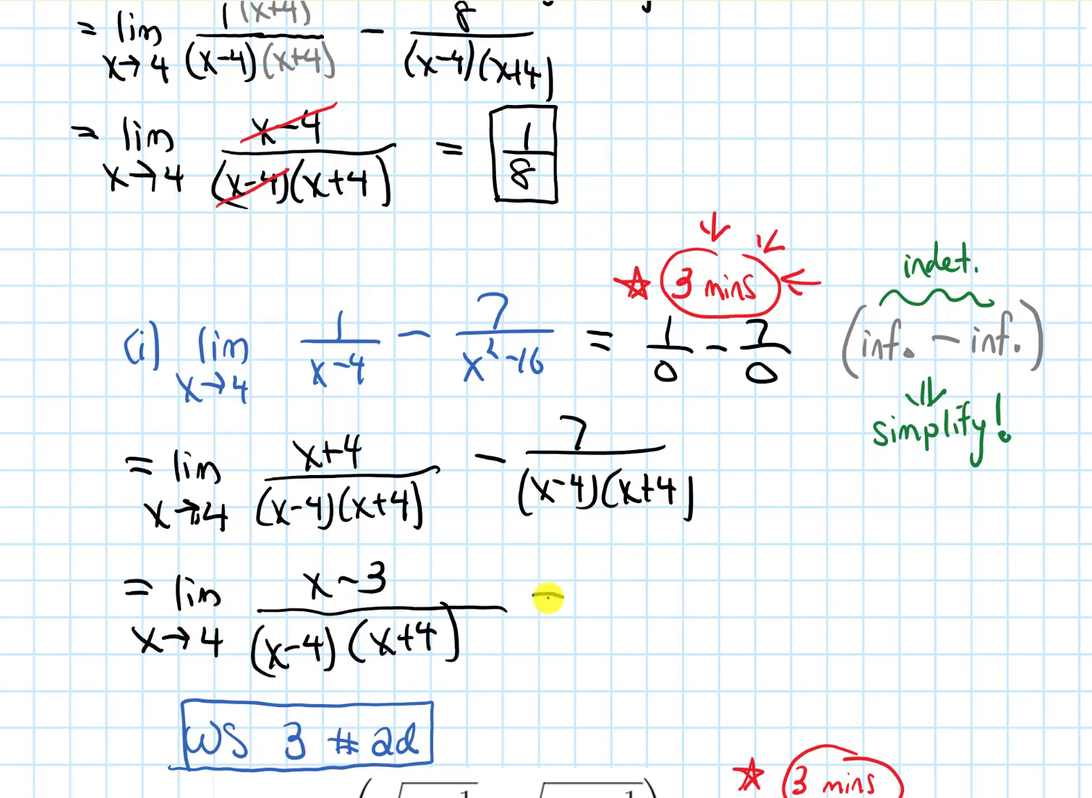So let's try plugging in. If I plug in 4, on the top I'll get 1. On the bottom I'll get 0 in x minus 4 times 8, and 0 times anything is 0. So I get 1 over 0, non-zero over a 0. Our strategy there is, we evaluate one-sided limits.